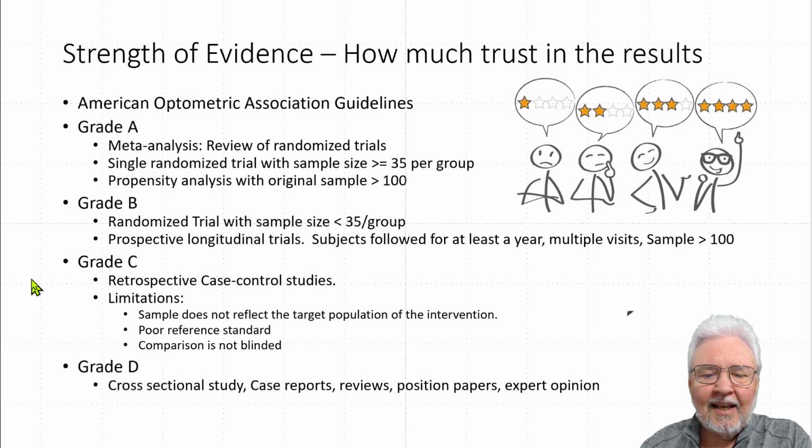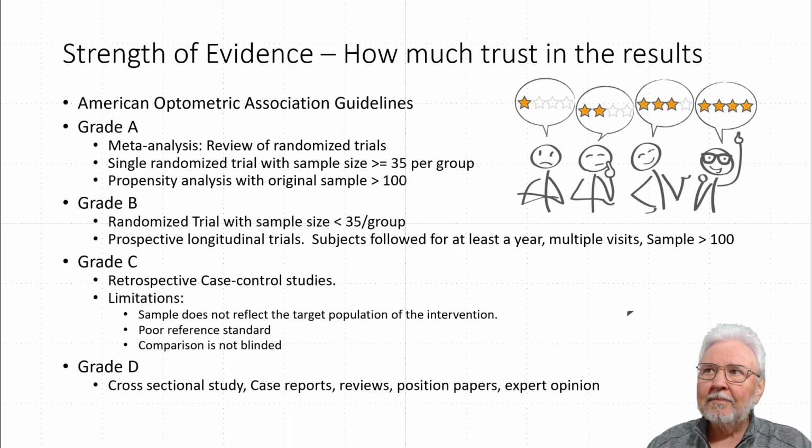A grade C is a retrospective case control study. This is an inexpensive type of study that you do with medical records, but it has some limitations to it. We'll talk about retrospective case control and longitudinal studies as we go along.